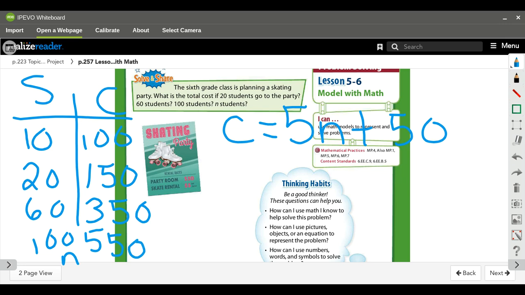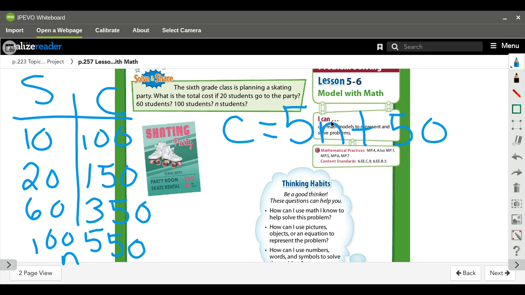So n is going to equal 550. All right, so let's go ahead and take a look at our look back. It says, how can you use the equations to represent and solve this problem? How are each of the equations similar? How are they different? So we built our equation.